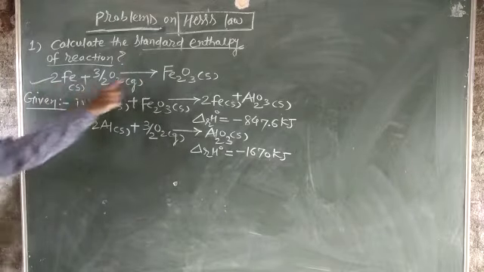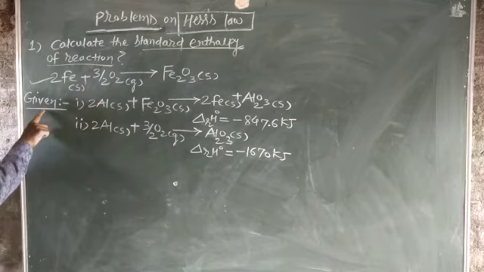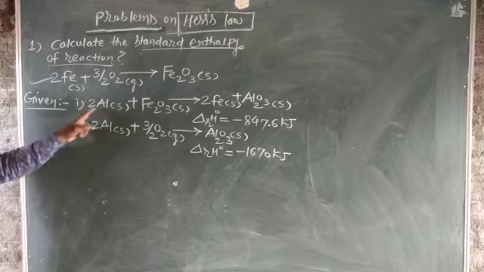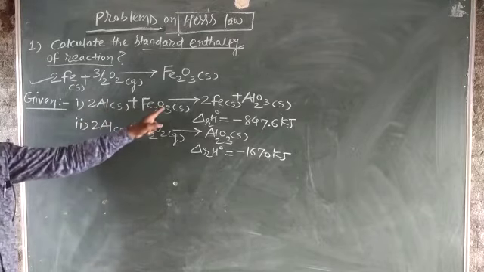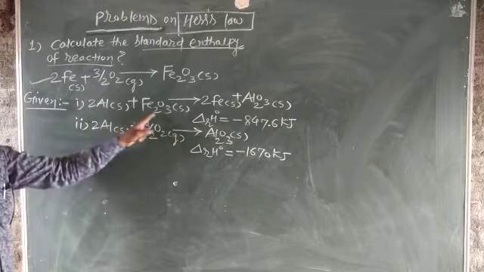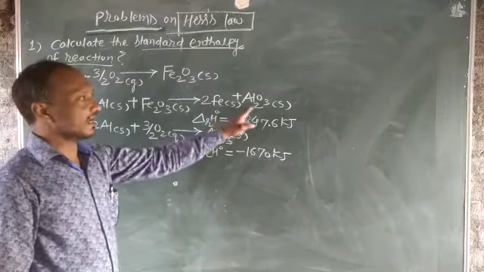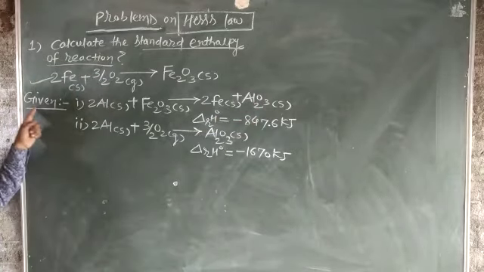We have to find the standard enthalpy of this reaction. This is the reaction. So given, also given the data. Equation 1 is given. Equation 1 is what? 2Al solid plus Fe2O3 solid. What it forms? 2Fe solid and Al2O3 solid. S means solid. This is the given data.